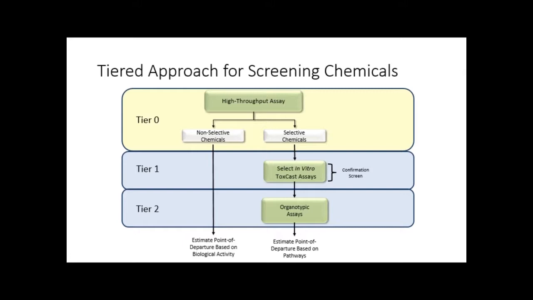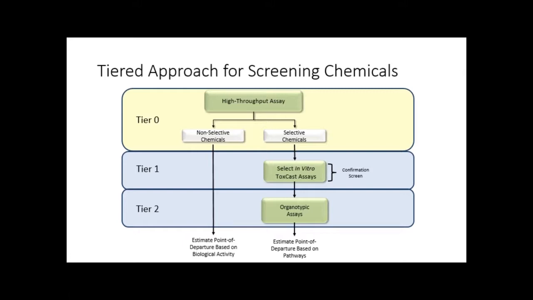That is, which chemicals act via certain receptor-mediated mechanisms, like endocrine disruption or other specific pathways for which we know that there's a specific health risk because they're associated with some adverse outcomes. Once we figure out which chemicals are selective, the goal is to use the existing battery of in vitro assays to confirm those particular mechanisms and then further evaluate those and estimate the point of departure using either organotypic assays or maybe do targeted testing in vivo, potentially.